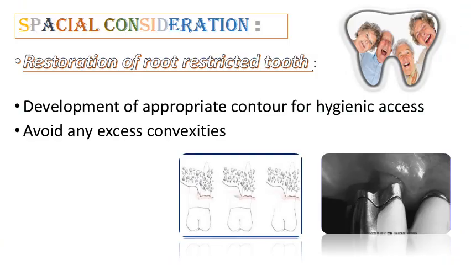Special consideration: restoration of root resected teeth. Although the availability of implant therapy has greatly reduced the frequency with which root amputated teeth are saved, restoration of root resected teeth is still a viable mode of treatment. An important concern when restoring root resected teeth is the development of appropriate contour for hygienic access. The primary concern is to avoid any excessively heavy concavities of contour that will prevent access.